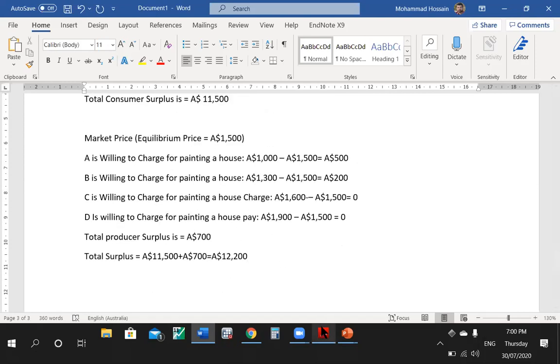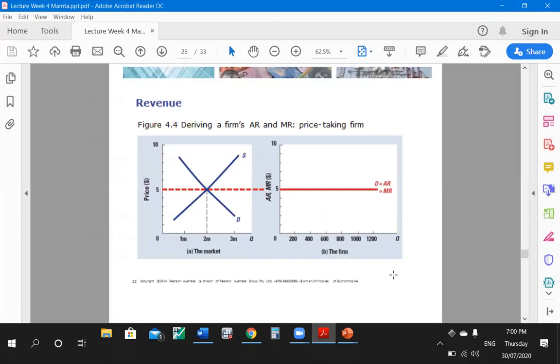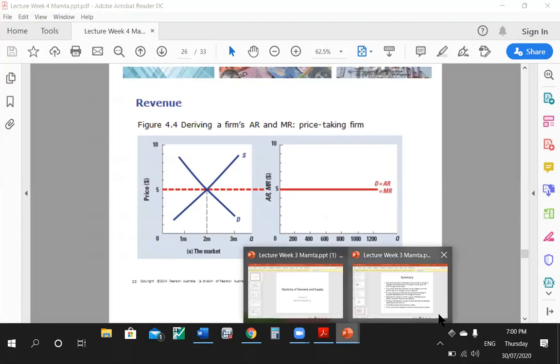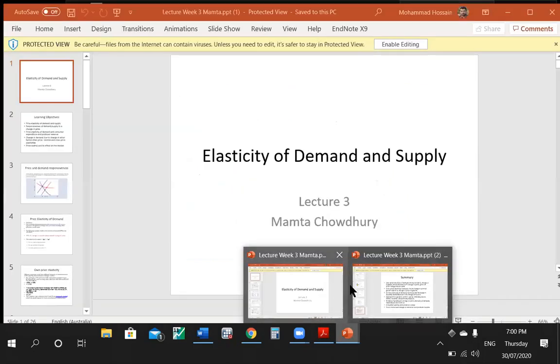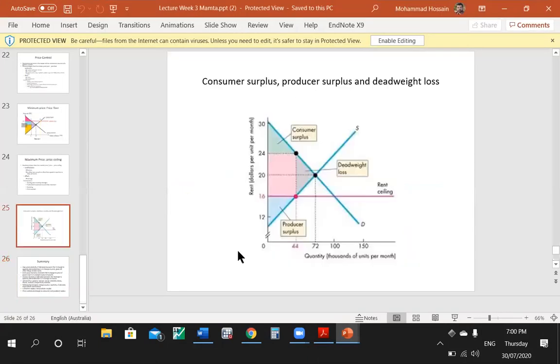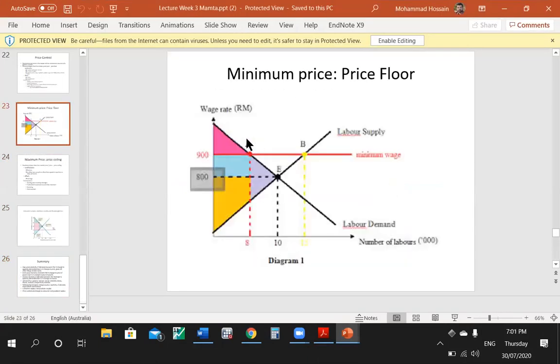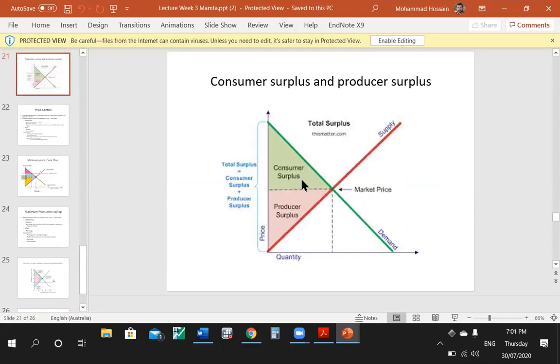How do we draw these things? We draw it this way. So consumer surplus, producer surplus. That's how you get these things. Here is the market price. Total surplus is equal to consumer surplus plus producer surplus. That's it.